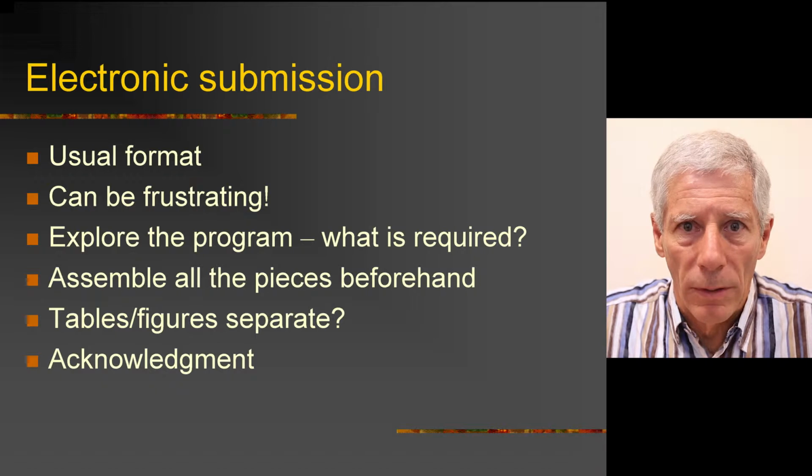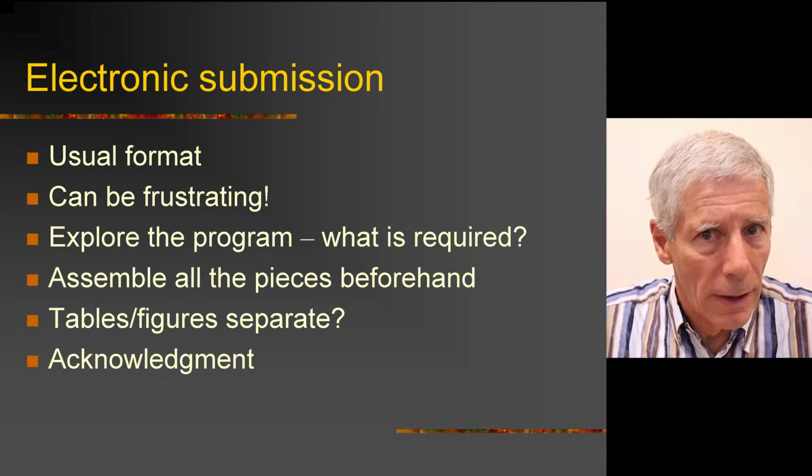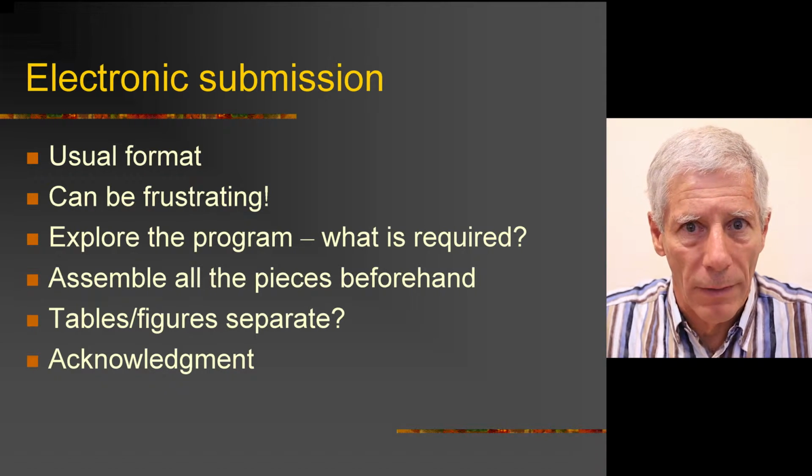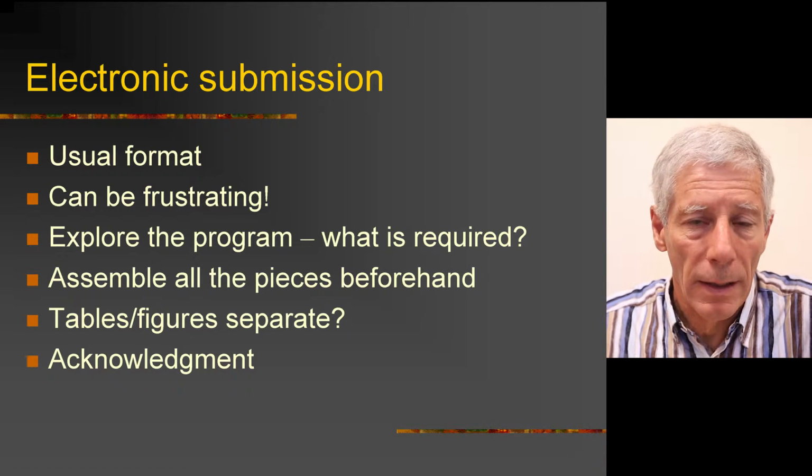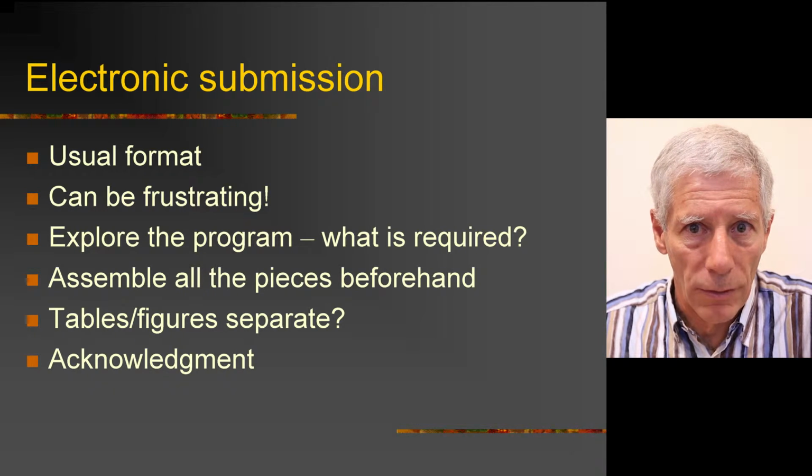Once you do the submission, most electronic submission programs will have an acknowledgement that it's all gone through properly. If not, you should check with the journal to make sure that everything has gone through properly. If not, however, they will usually let you know.